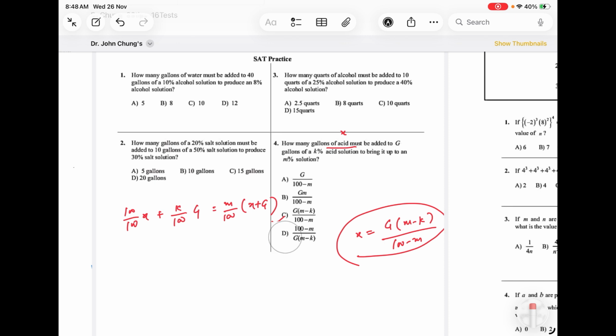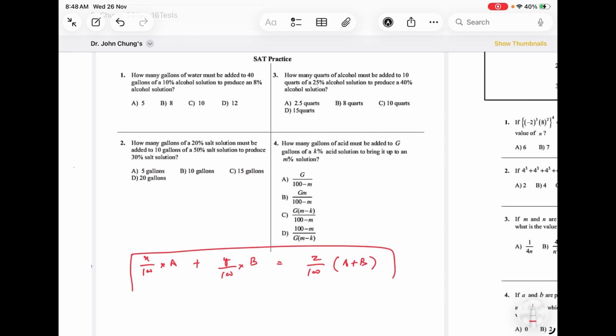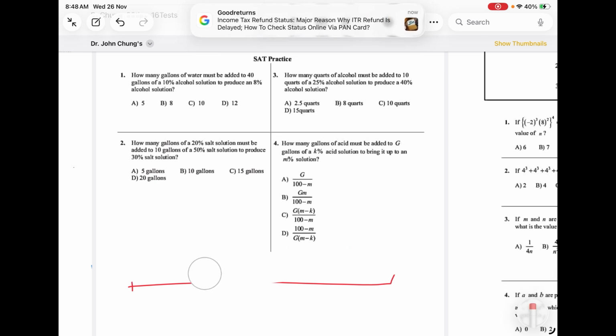So again, if we revisit the formula, what was the formula saying? Formula was saying if we have 3 compositions of acids, then X% of the first plus Y% of the second is equal to Z% of the third, or that is the resultant. So using this formula, we can crack any question in SAT when it comes to your percent of the mixture.